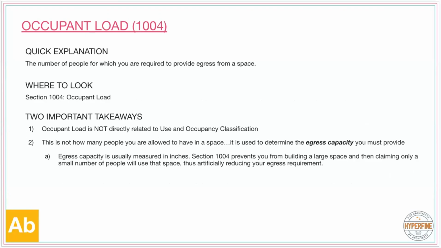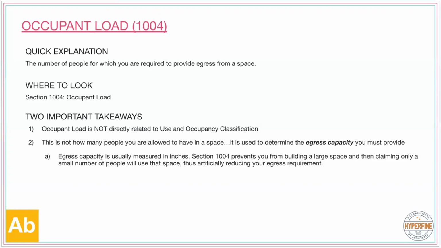And so what the code doesn't want is for you to build a giant assembly room and say, yeah, but only like 5 people are going to be in here, so we just have this one little egress door. What it says is if you build a space that's 1,000 square feet, you have to come to this table and find out how many people could theoretically be in there, and then you have to provide egress for that many people. And we'll talk about that more in a minute because this is one of the things you round up in the code. And I have a blog for that too. I think that I put the link in here in a little bit.